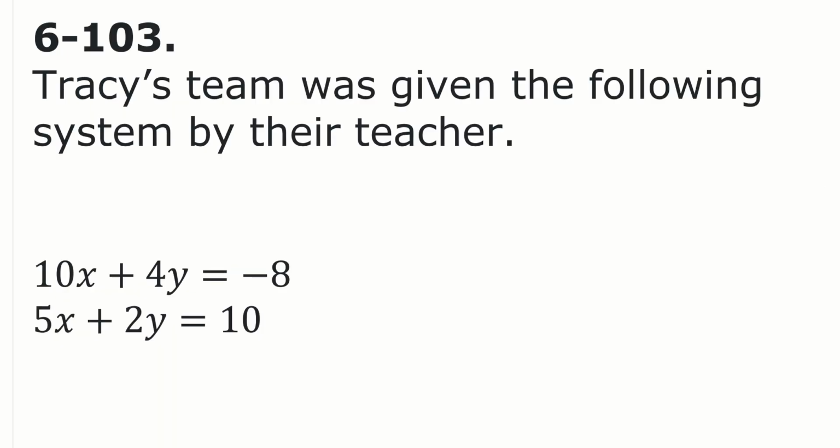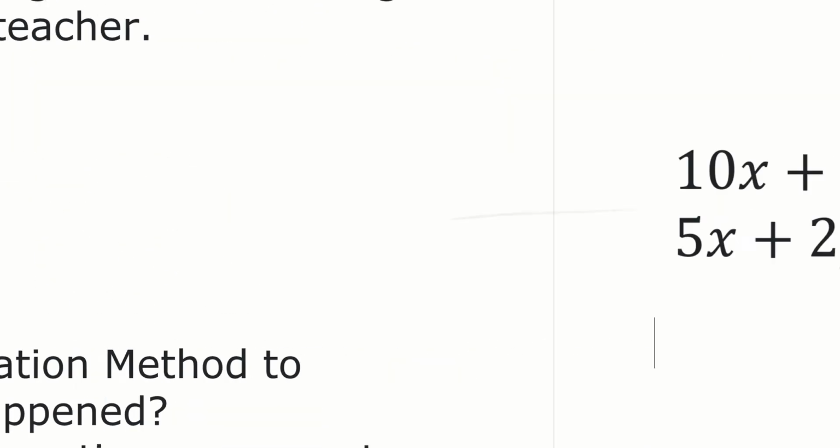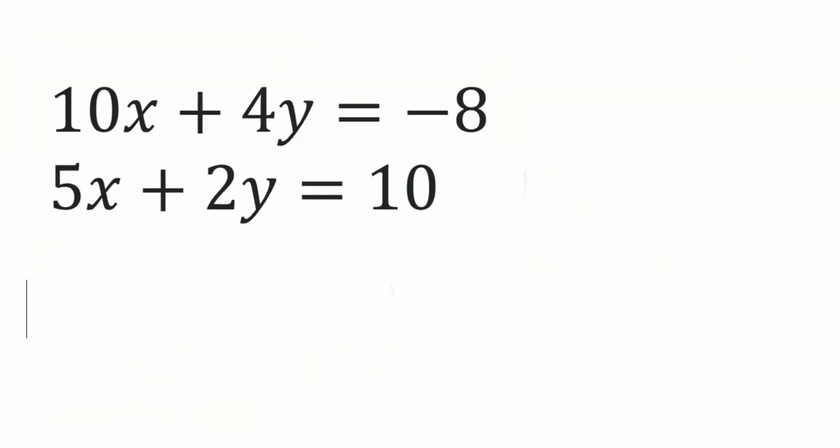Okay, this item is at 1435. Let's start. It says Tracy's team was given the following system by their teacher. Okay, the instructions say solve this system. What does it say? Use the elimination to solve, and then it asks what happened. So let's come and take a look at this system.